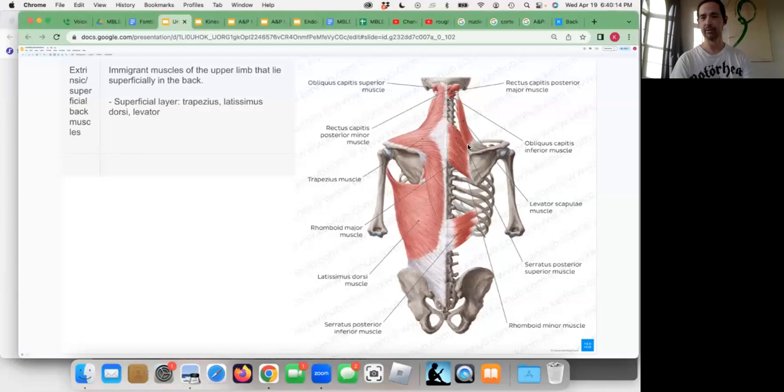And you can tell from the fiber directions and from the name, levator scapula, that it's going to elevate the scapula. Then you have our friends, the rhomboid superior, rhomboid minor, and rhomboid major. Those are all the shallow muscles. And then you have the intermediate muscles, which include the serratus posterior inferior, and obscured or covered by the rhomboids are the serratus posterior superior. We'll see those in a minute.